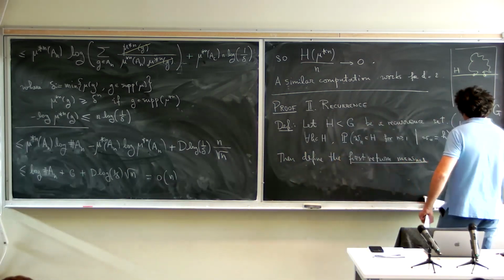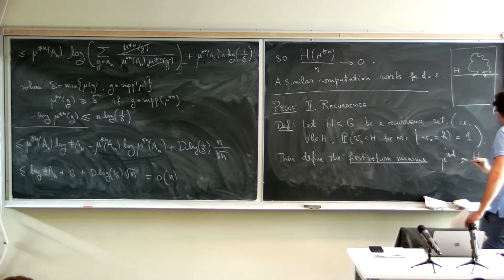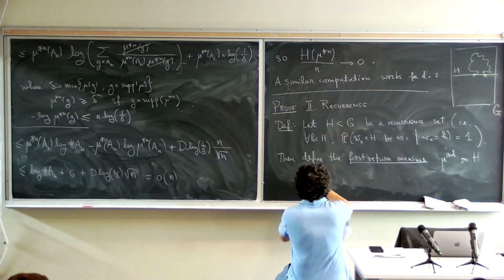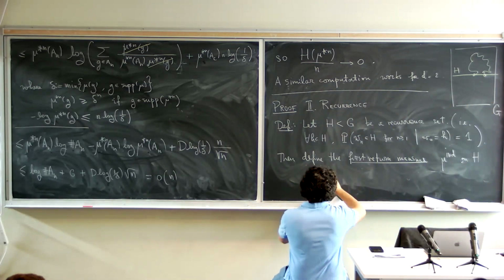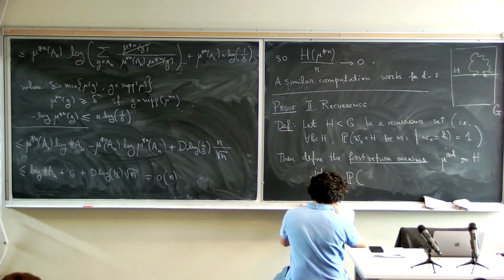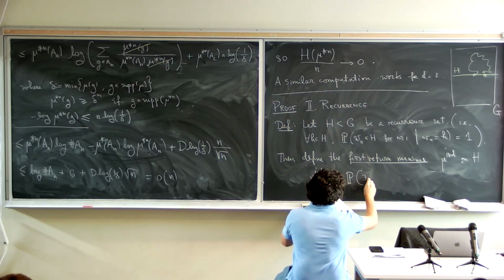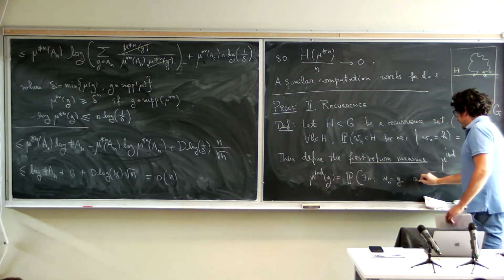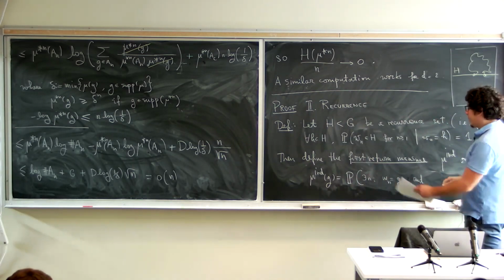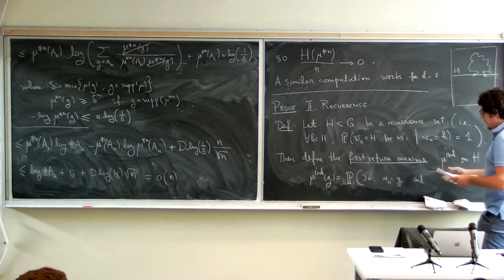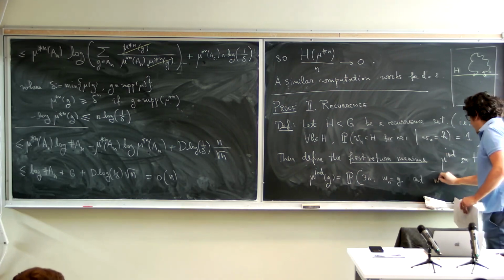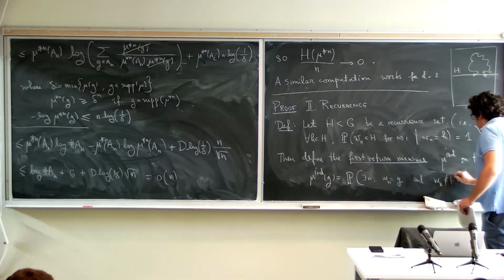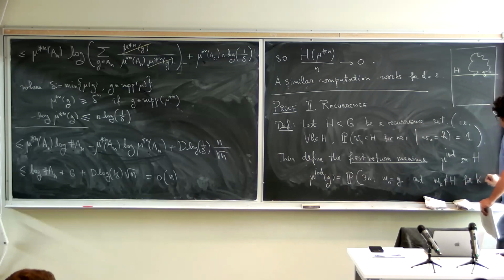Mu induced on H, as you would expect. So mu induced of G is the probability that there exists an n such that Wn equals G, and the G is in H, and Wk is not in H for k less than n.